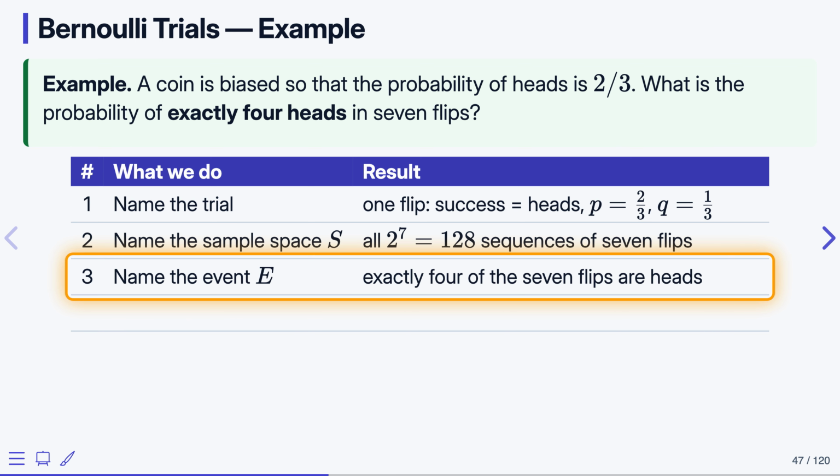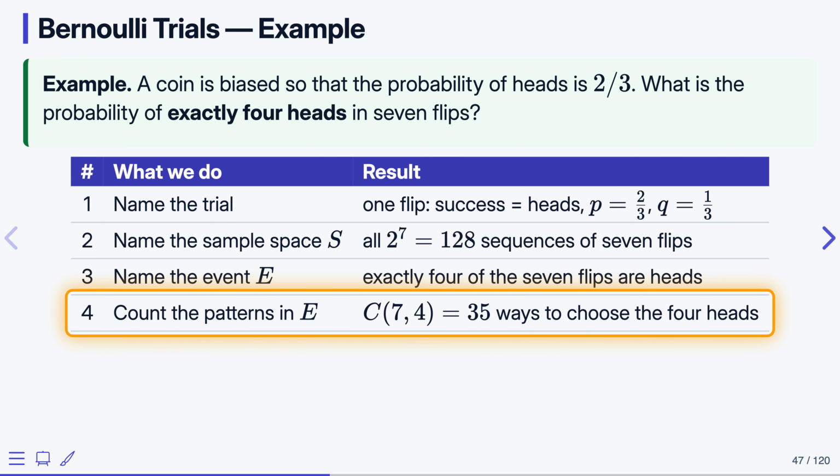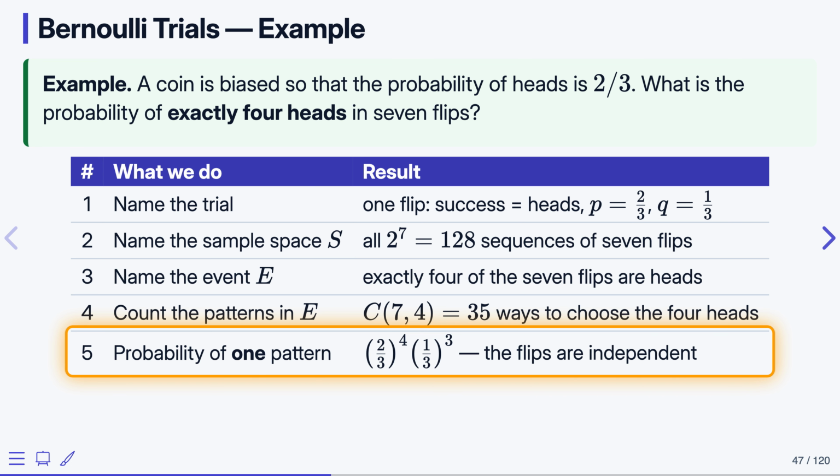Step 3. The event is, exactly 4 of the 7 flips are heads. Step 4. Count the patterns. Choosing which 4 of the 7 flips are heads is C of 7 choose 4, which is 35. Step 5. Each pattern has 4 heads and 3 tails. Because the flips are independent, we multiply. So one pattern has probability 2/3 to the 4th times 1/3 cubed.